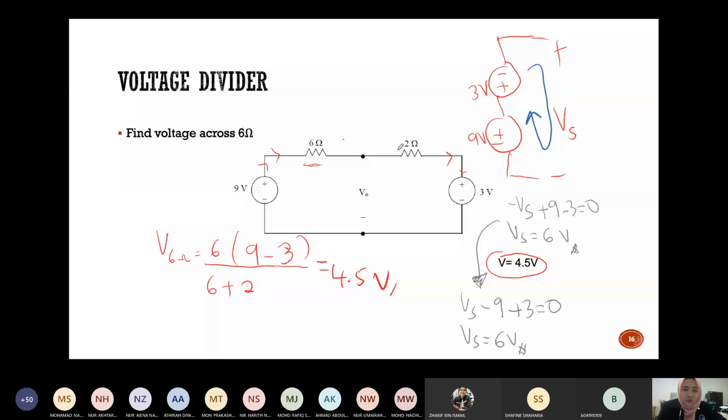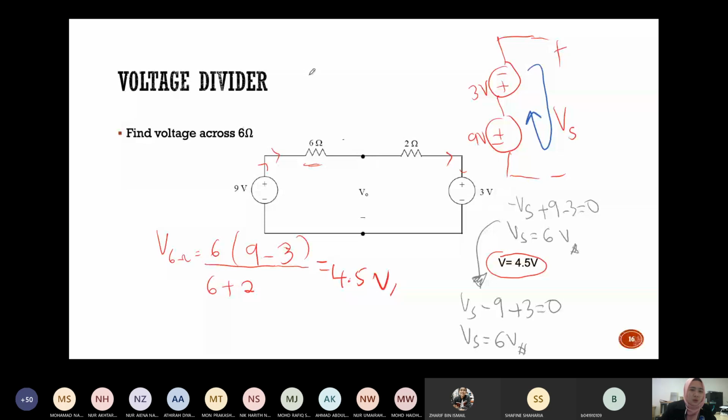So the current flows like this. No current flows here because it is a series circuit. It's just that the question asks you to calculate V naught here. Now, using the voltage divider, you can use 6 over 6 plus 2, times 9 minus 3, and you will get 4.5 volt.